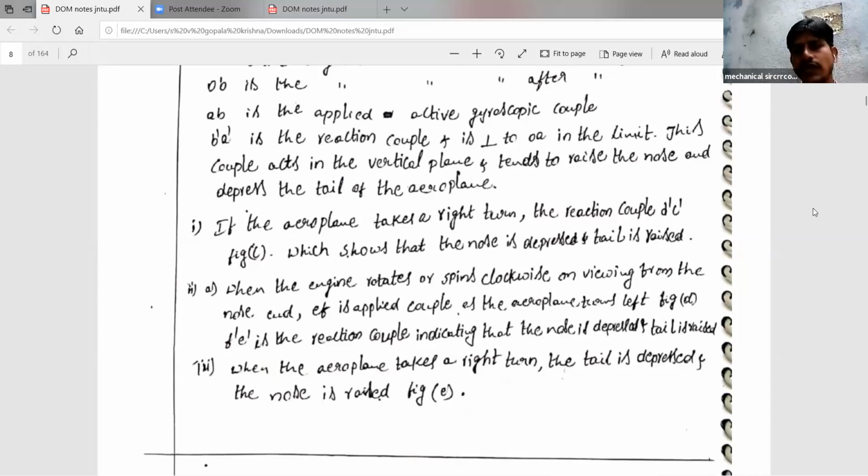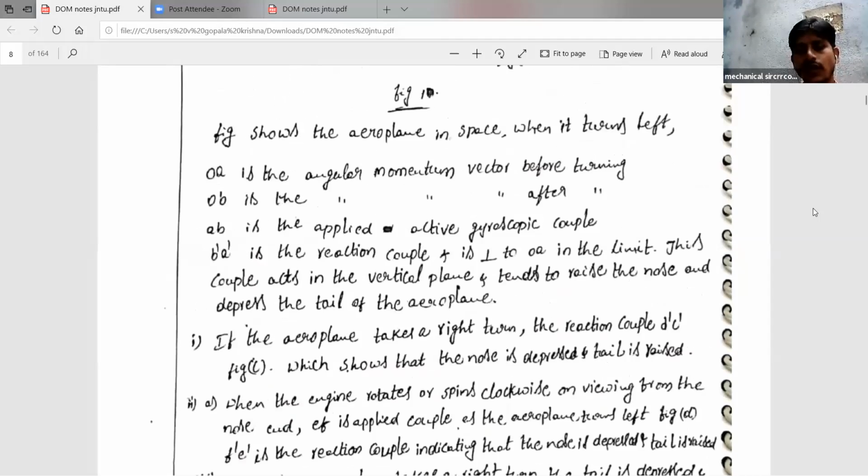Please unmute your mics and raise the queries related to the effect of gyroscopic couple on an aeroplane.